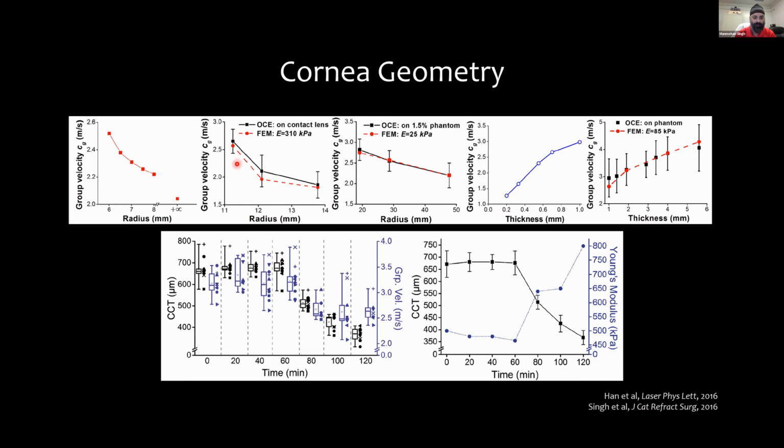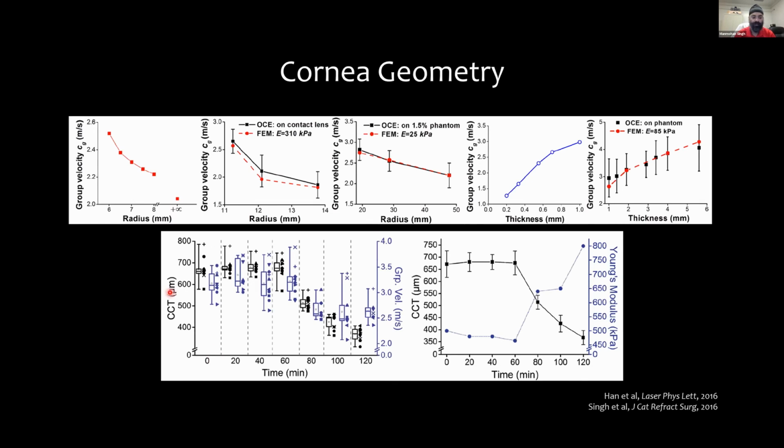We can go from a radius of curvature of about, I think this was 10.2 millimeters, up to 14 millimeters, and the wave speed changes pretty significantly, by almost greater than 0.5 meters per second. Of course, we did this with OCE experiments and also finite element modeling, and the results are in pretty good agreement. But another thing that changes when we do refractive procedures in the cornea is the thickness. So we did modeling on that also to show how, even though we fix the stiffness and change the thickness, the wave speed changes along with that too. So these are all parameters that you have to really take into account when you're doing your biomechanical modeling.